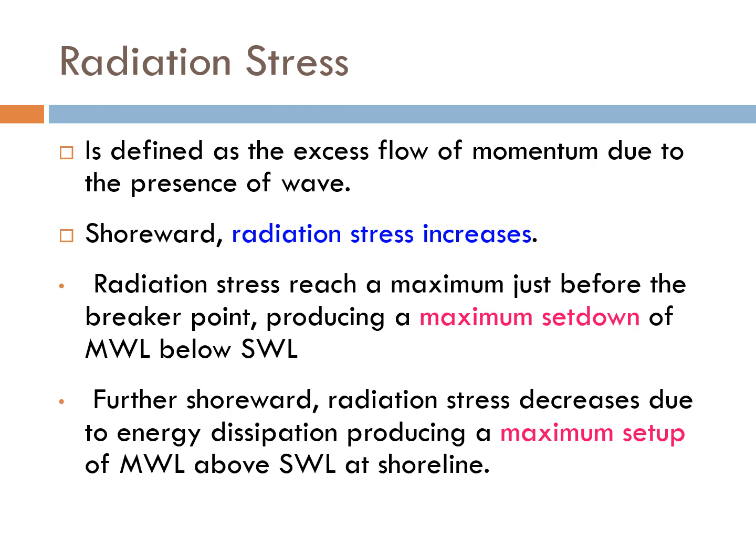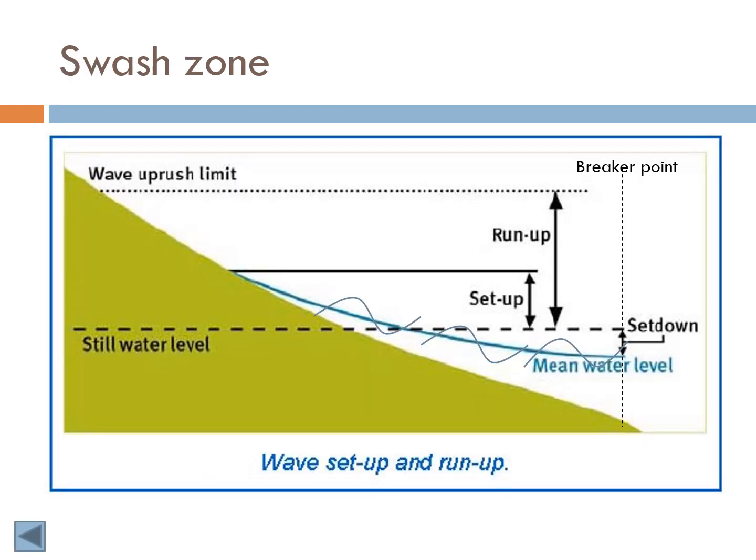And as a result of that, radiation stress actually reaches a maximum just before the breaker point, and produces a maximum set down of the mean water level below the still water level. But after that, when the wave continues to move shoreward, radiation stress reduces due to the energy dissipation at the breaker point, and as a result produces a maximum set up of mean water level above still water level at the shoreline.